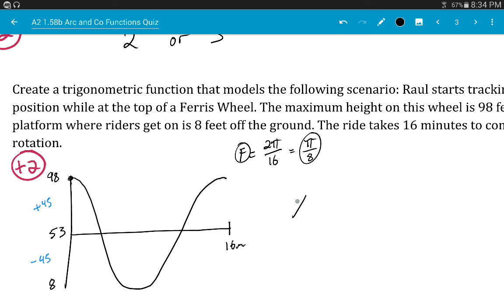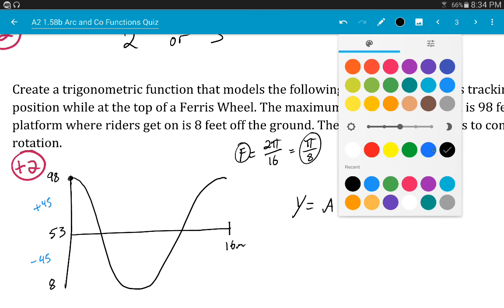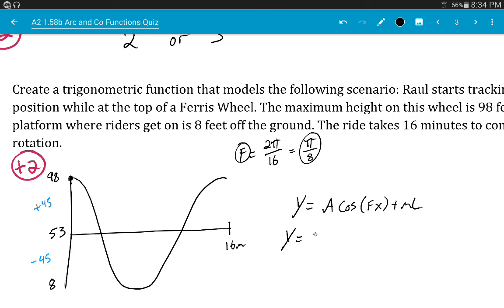So a cosine function looks like this. y equals a cosine of fx plus the midline. Amplitude is going to be 45. So I've got y equals 45 cosine. Frequency is pi over 8. x plus the midline, which is 53.